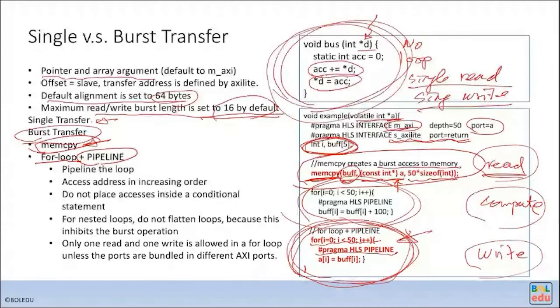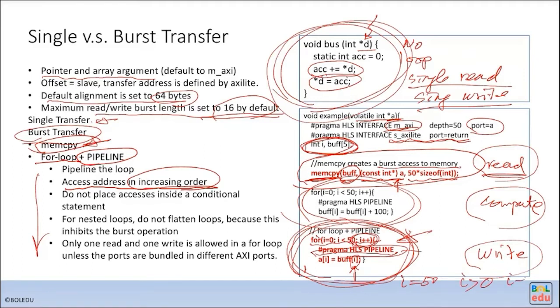And when you write the for loop, you have to take care of the following things. First, you have to pipeline using the pipeline pragma. And the address must be in increasing order. In here, the i is actually not the address because it has a base address and then it just increments. So the loop index has to increment. If I use a decrement, for example, i equals 50, and i greater than 0, and i minus minus, if you write it this way, then HLS will have a hard time and cannot generate the burst access.